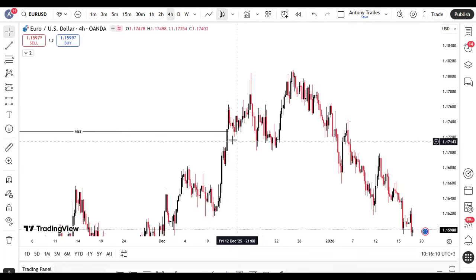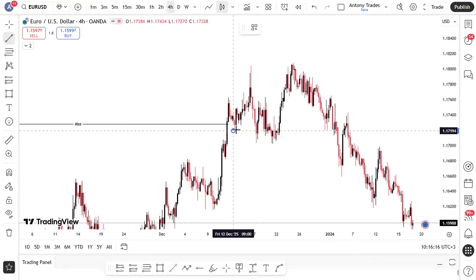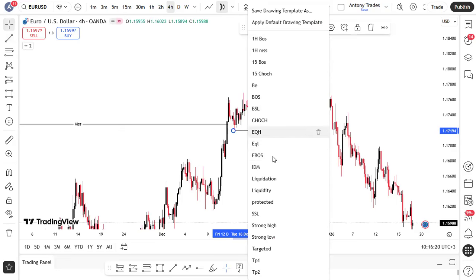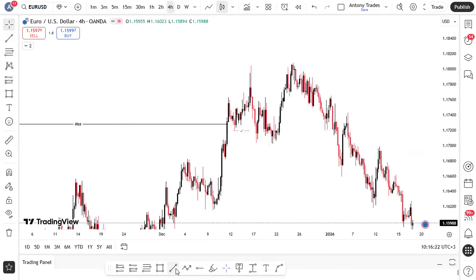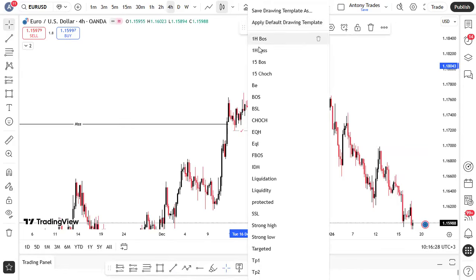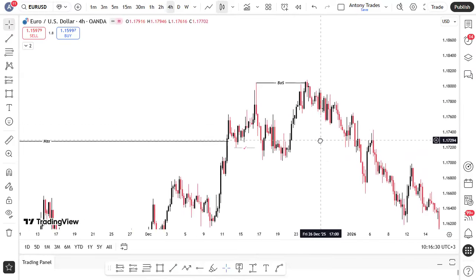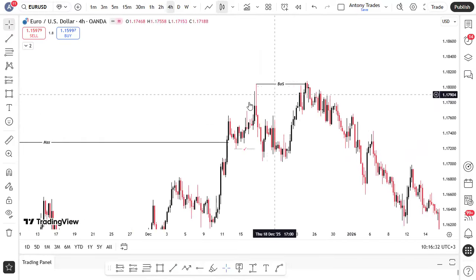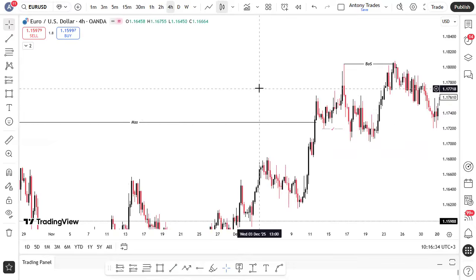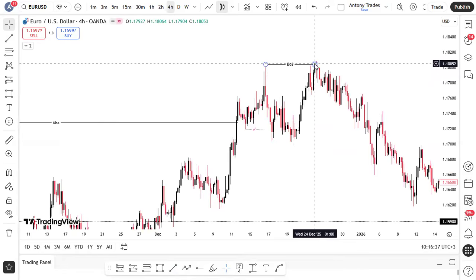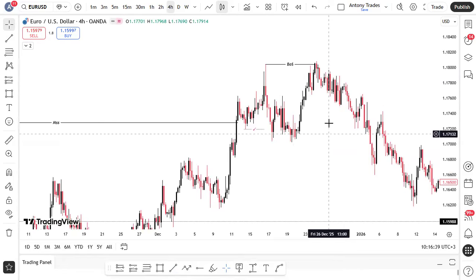The market came down, cleared this liquidity. We had a sweep of liquidity down. Then we have this break of structure to the upside. So now this was the last break of structure. After this change of character, we have this break of structure to the upside.